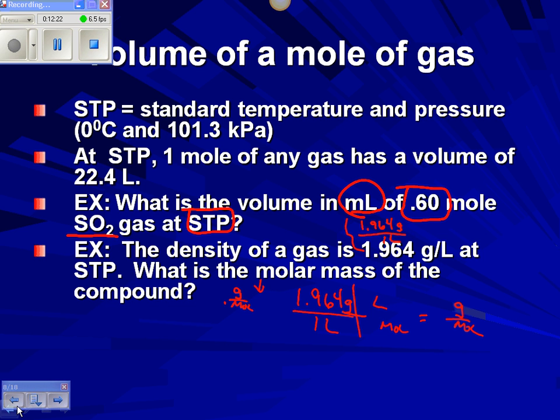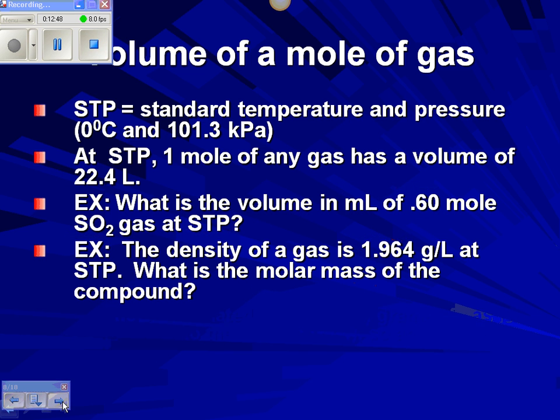A lot of students really struggle with this type of problem, but it's actually really easy because I'm at STP, and it doesn't matter what the gas is. Any gas, 1 mole, is 22.4 liters. I just simply multiply. Look at what happens. I end up canceling out the label of liters. I end up with a label of grams per mole. Problem's done. I just go 1.96 times 22.4. Make sure you have 4 significant figures in your final answer.